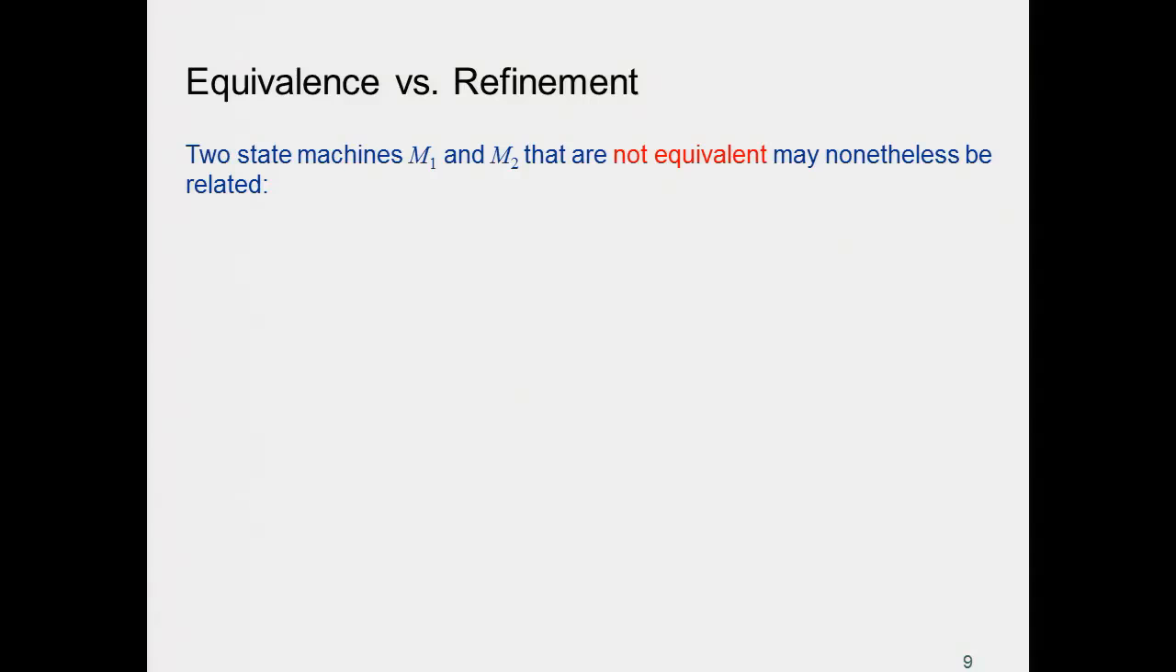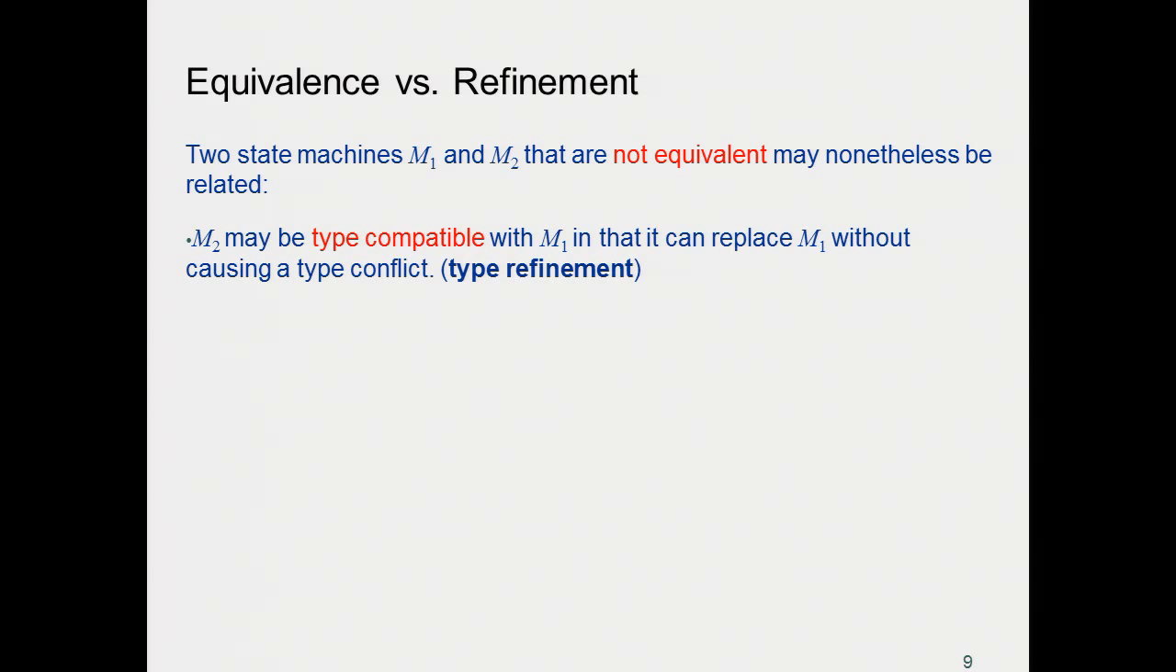Okay. So two state machines M1, M2 that are not equivalent may be related, and that's the relation that I was talking about, the containment, right? So my behaviors are all contained in the specification. So M2 may be type compatible with M1 in that it can replace M1 without causing a type conflict, which means that if my finite state machine has input-output spaces that are in the real numbers, if I take the natural numbers, I have a refinement, because the natural numbers are a subset of the real numbers, so I'm okay, right?